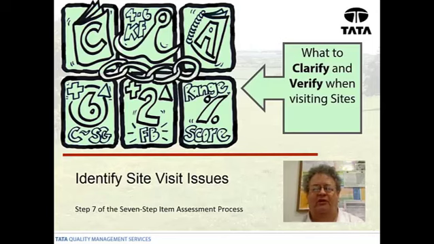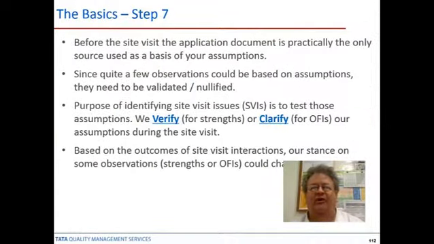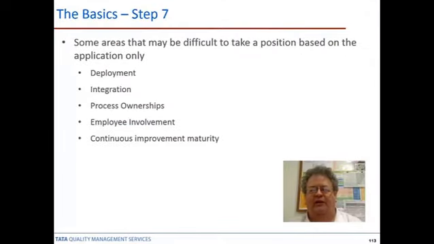Basically, we want to make sure that the site visit issues are shown as being the way you're going to be getting all of the information necessary to validate what you were doing in those first 6 steps of the process. So this is step 7. Basically, making sure that we're verifying and clarifying. So stress that pretty strongly.